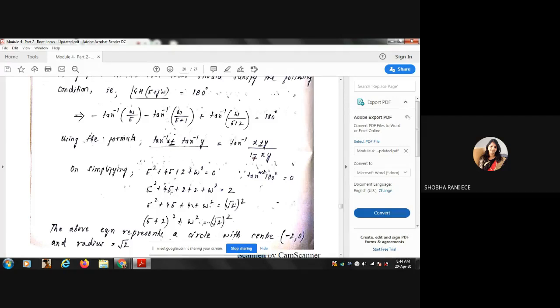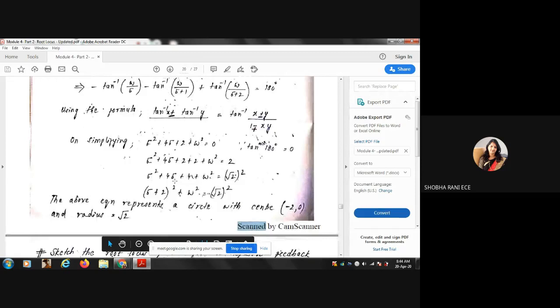This is equal to 4 sigma square plus 4 sigma plus 2. I have added plus 2 on both the sides. So plus 2 plus omega square is equal to plus 2. So sigma square plus 4 sigma plus 4 plus omega square is root 2 whole square. And this term sigma square plus 4 sigma plus 4 is nothing but sigma plus 2 whole square, plus omega square is equal to root 2 square.